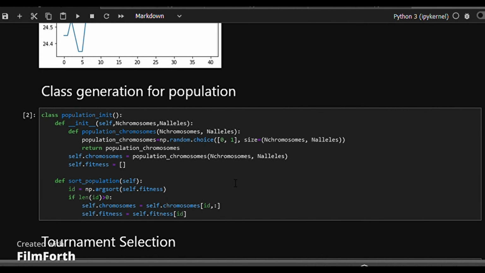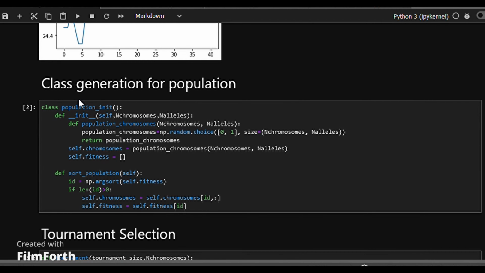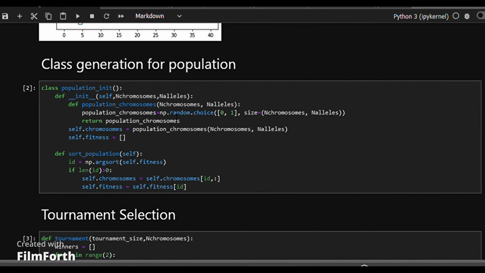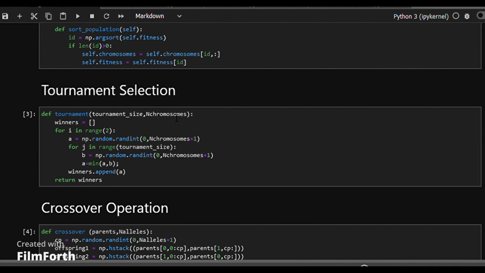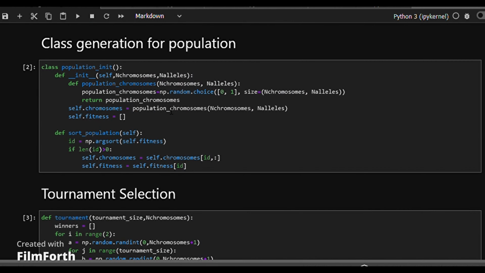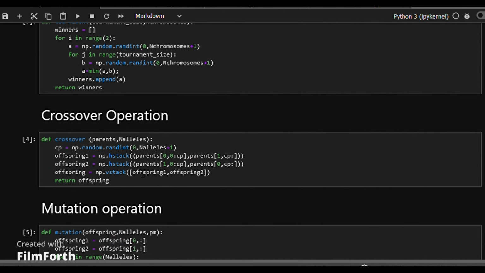Okay. Next, we have the class generation for the population. In this part, we create the parents with the N chromosomes and the N alleles. Next, we can see the tournament selection. In this part, we select the winners previously created. After this, we have the crossover operation. In this part, we obtain the new parents.